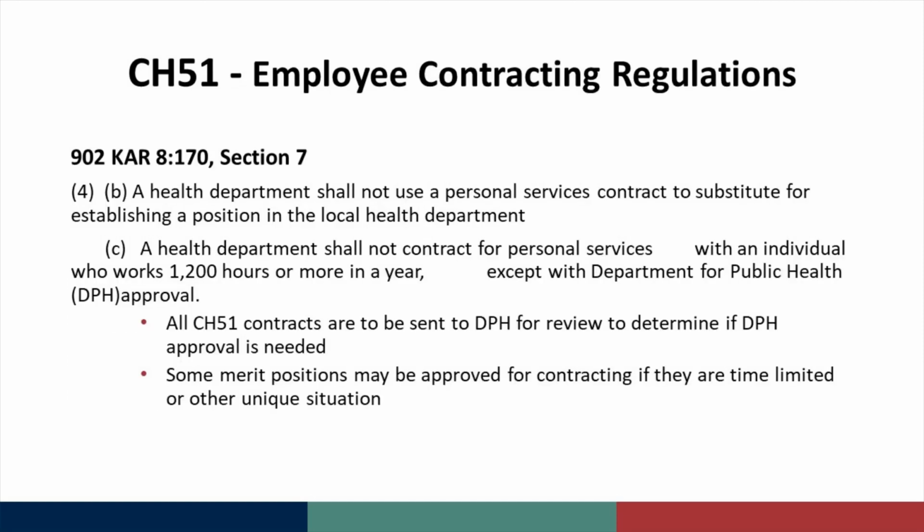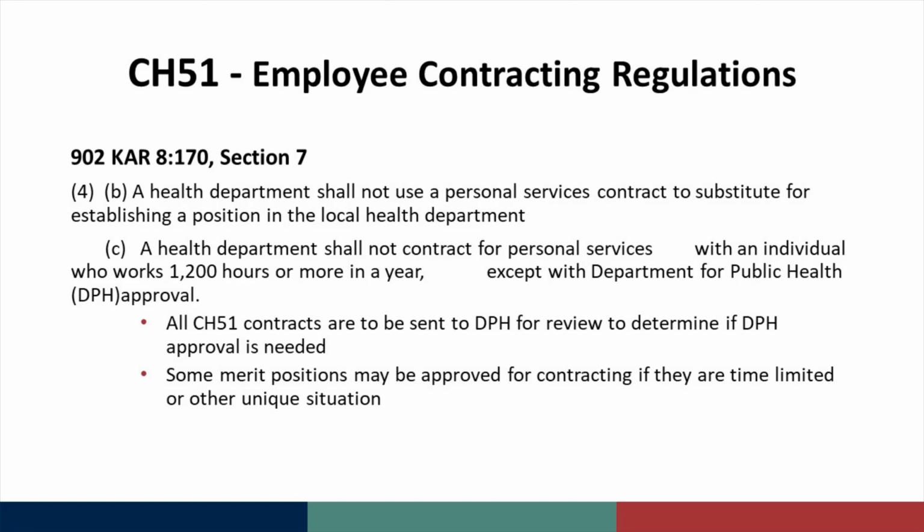The employee contracting regulations related to CH51 contracts are from 902 KAR 8:170, Section 7, and state, a health department shall not use a personal services contract to substitute for establishing a position in the local health department. A health department shall not contract for personal services with an individual who works 1,200 hours or more in a year, except with Department for Public Health, DPH, approval.